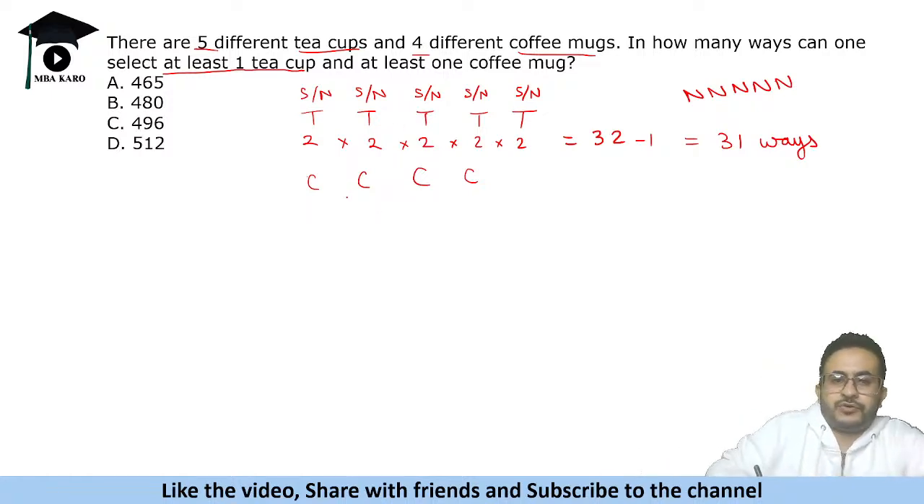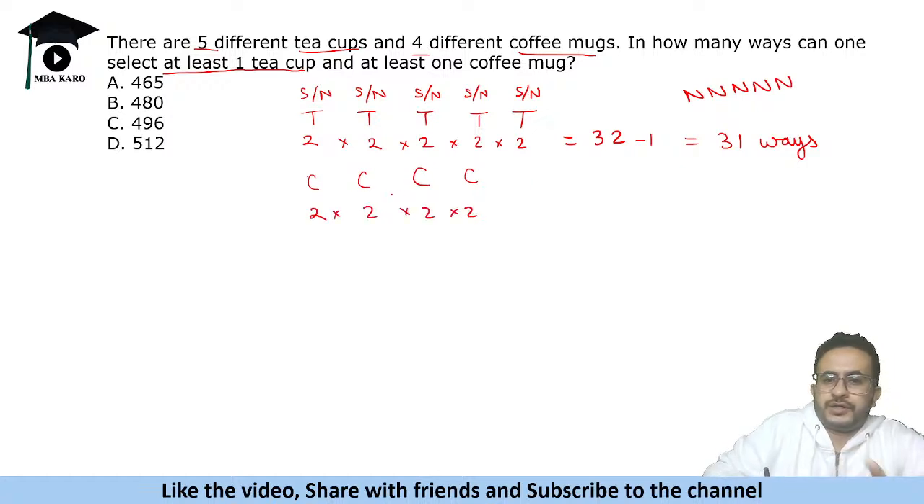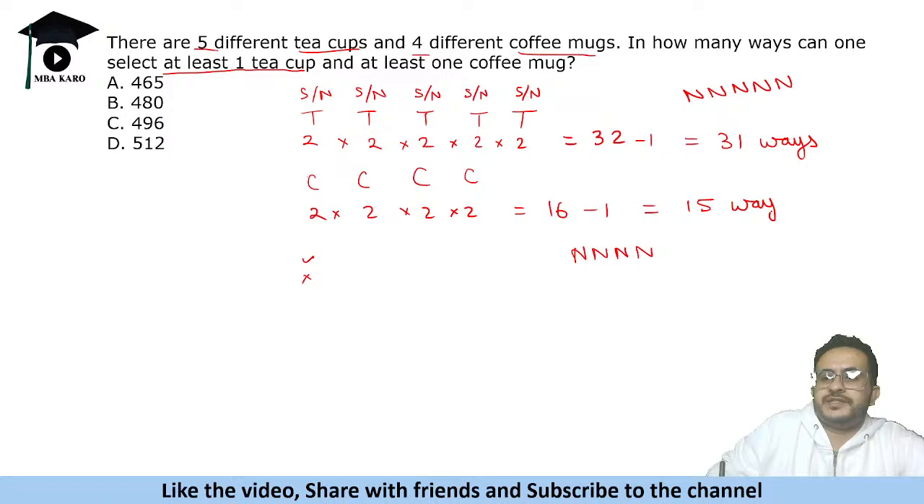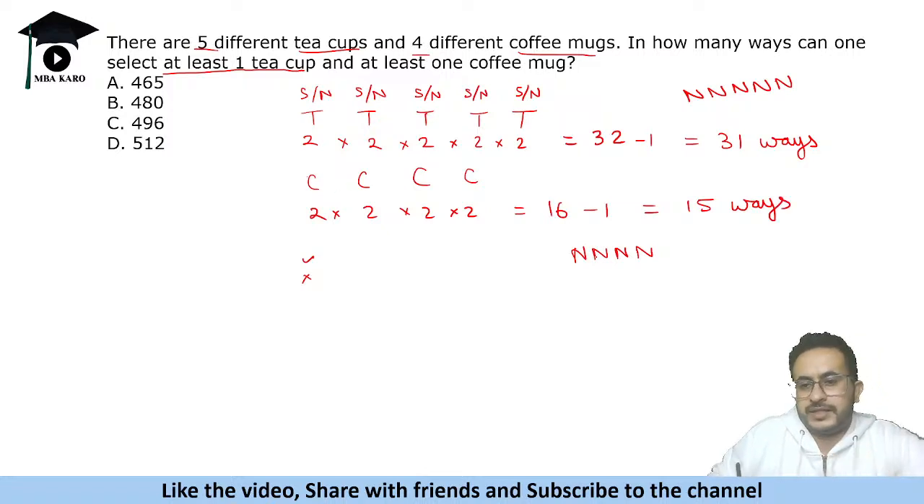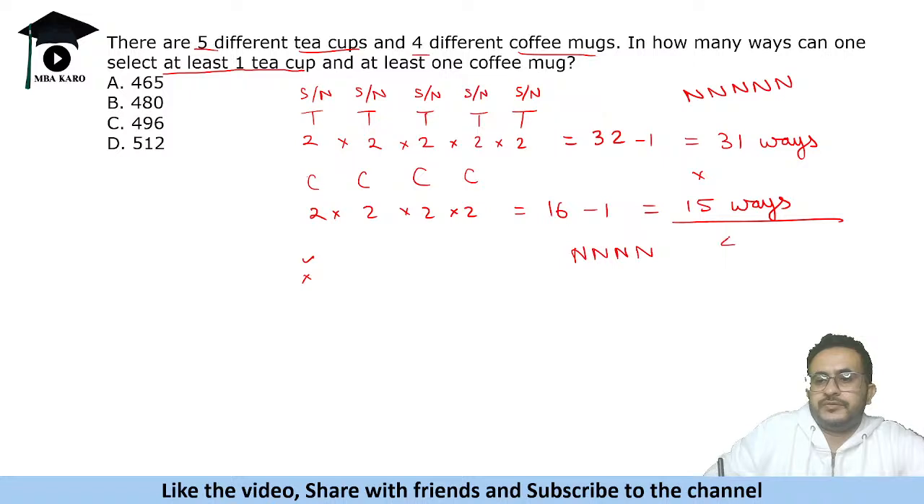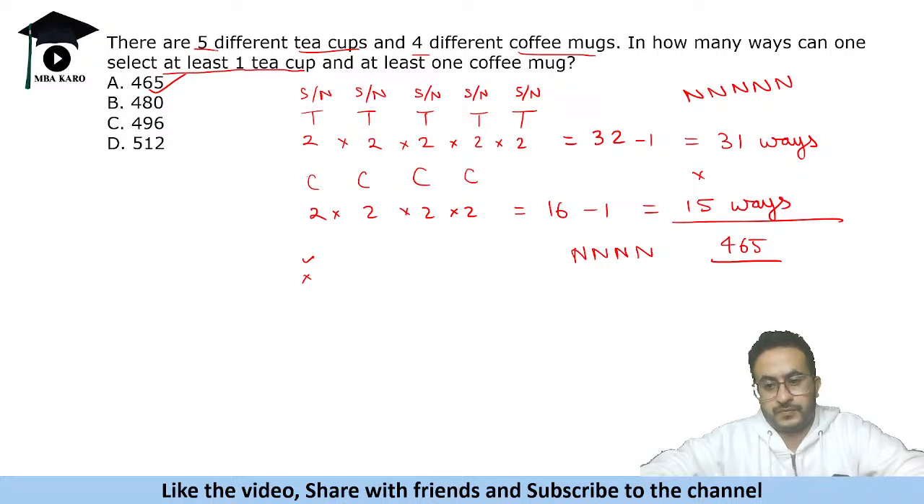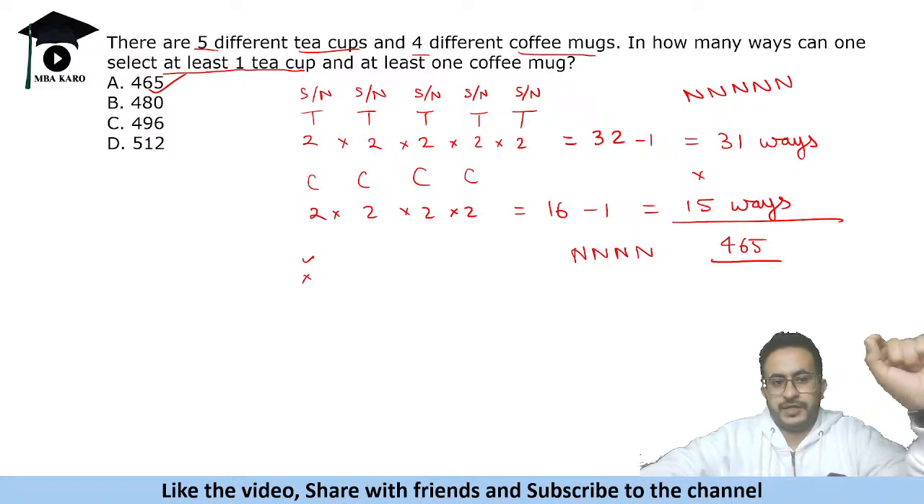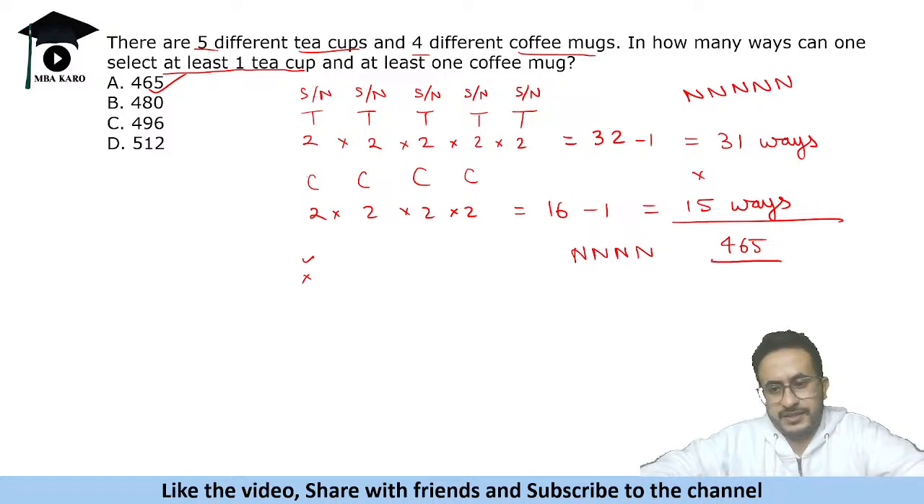Okay, now let's come to coffee mug. Similarly we will have 2 into 2 into 2 into 2 for 4 cups, two cases for each. Either you select it or do not select it. So we have 16 cases, and one case will be that no cup is selected. So we will remove that case. We will get 15 ways in which at least one coffee mug is selected. So we'll multiply these. You get 465 ways. So at least one teacup and at least one coffee mug will be selected in these many ways.